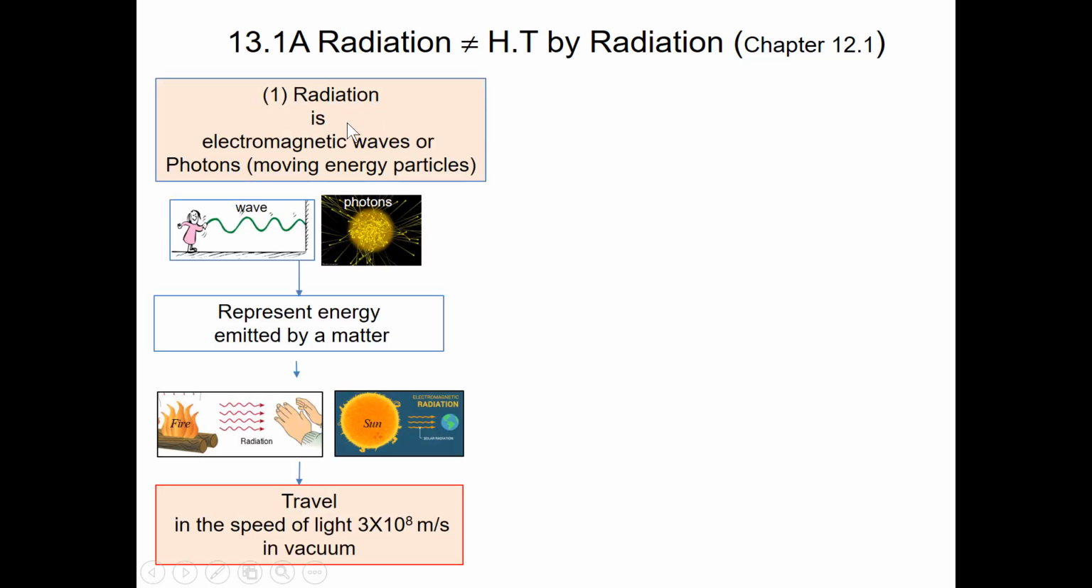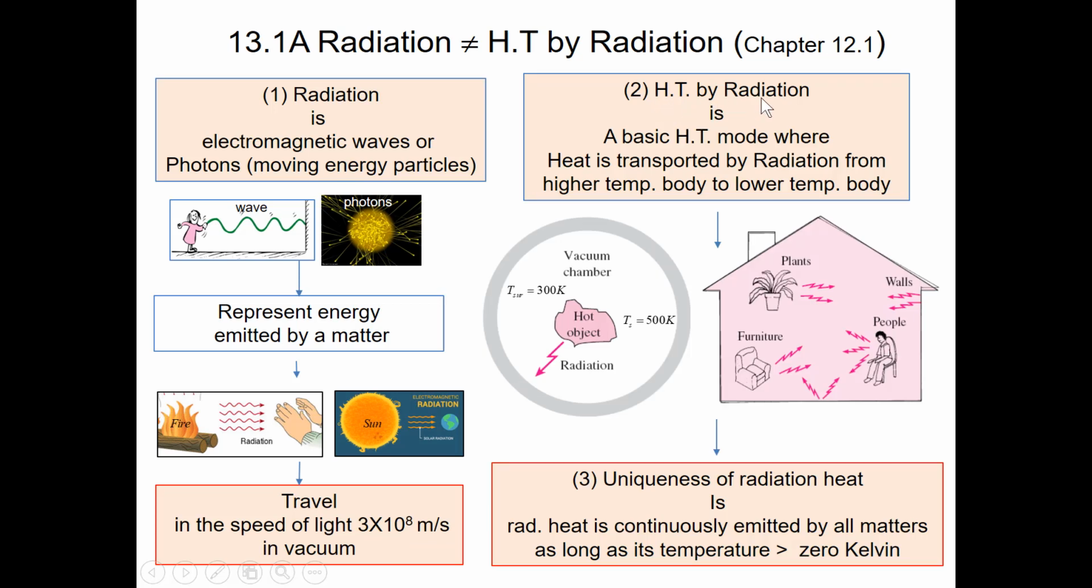First, radiation itself is electromagnetic waves or photons. It represents the energy emitted by a matter such as fire or the sun. It can travel at the speed of light, which is very fast. Second, heat transfer by radiation is a basic heat transfer mode where the heat is carried by the radiation from a higher temperature body to a lower temperature body.